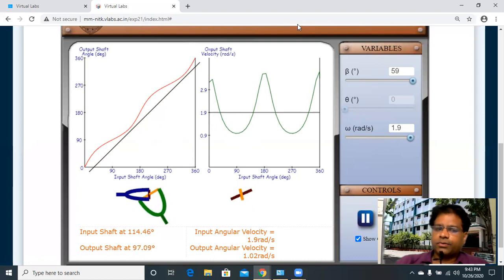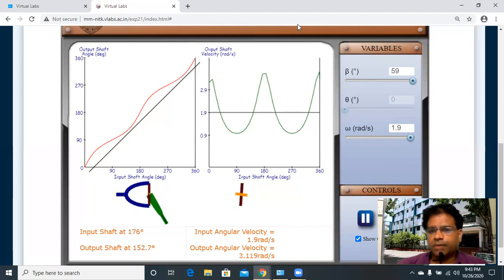And we have to identify the applications where equality of angular velocity may not be required. That is, if it is sufficient that in one revolution, or in a given time, both will be completing one revolution, that much is sufficient, then we can go for the universal coupling in that case.